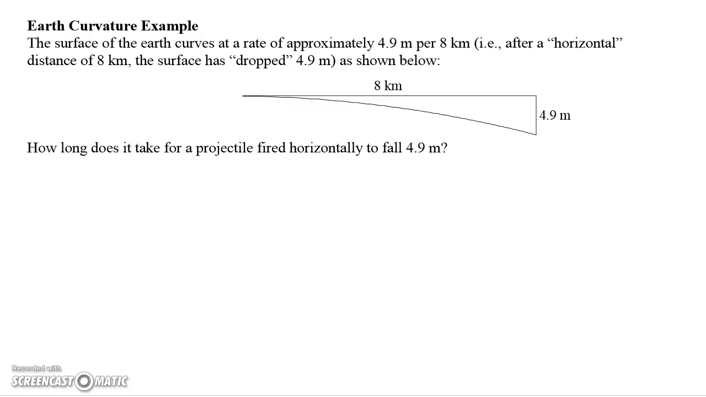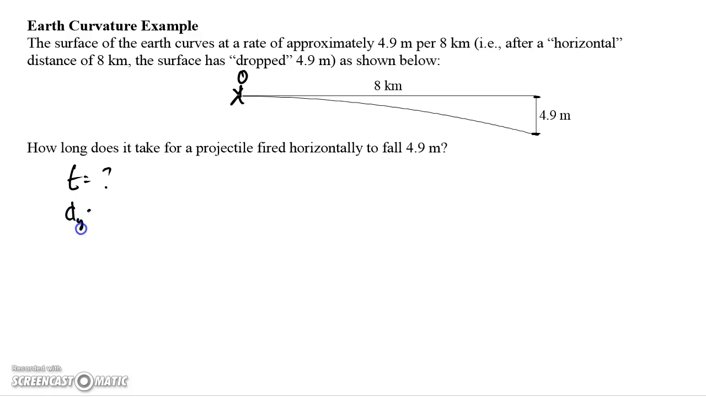So think about standing on the edge of a ball. It takes 8 kilometers for the edge of the ball to be down 4.9 meters. So if you're standing right here, this is 8 kilometers away, and this is only a distance of 4.9 meters. So it takes a long time for it to drop, which is why we don't perceive that drop and curvature of the Earth. But the question that we want to talk about is how long does it take an object to fall 4.9 meters? So here's our time, is what we're looking for.